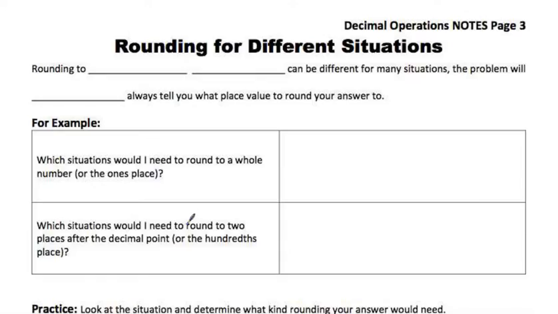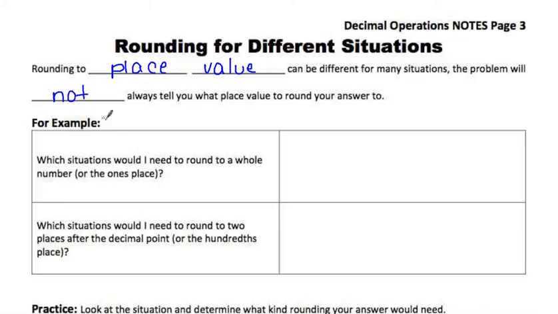So let's look at the next page in your notebook, where we're actually talking about rounding for different types of situations, because we're going to be working with word problems for this unit. And not every situation they're going to tell you what you need to round to. So, rounding to place value can be different for many situations. The problem will not always tell you what place value to round your answer to.